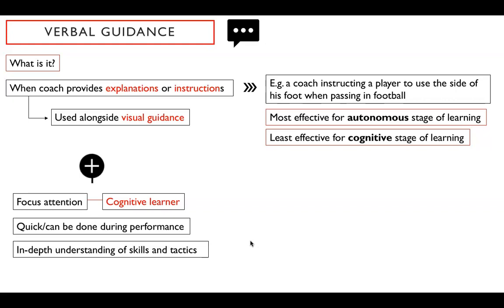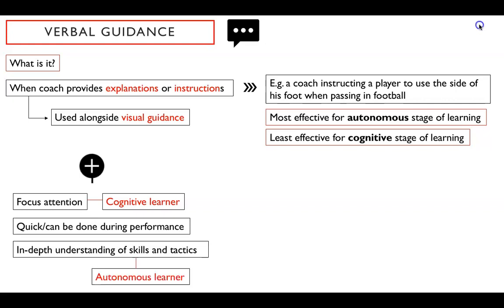if I was on the side of the pitch, I could say to my player, push up, hold on, coming inside you, trap back. An autonomous learner would know that really quickly. Just that verbal guidance, done during performance really quickly, and it is focusing on tactics. So they are the advantages of verbal guidance. Focus attention for the cognitive learner, can be done quickly during the performance, and also you've got in-depth understanding of skills and tactics, i.e. I can verbalise tactics and skills to you as a performer.